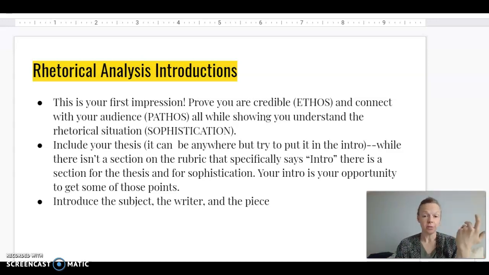In your intro, I would include your thesis, and when I think back to your writing, you guys were doing this. It can be anywhere, but I would really try to put it in the introduction. It doesn't necessarily need to be at a specific place in the intro. While there isn't a section on the rubric that specifically says intro, there is a section for thesis. If you remember that, it's a 1 or a 0 for the thesis. And then, like I said a second ago, sophistication. Your intro is your opportunity to get some of those sophistication points, or I should say that 1 sophistication point. So you also want to introduce the subject, the writer, and the piece that you had just read.